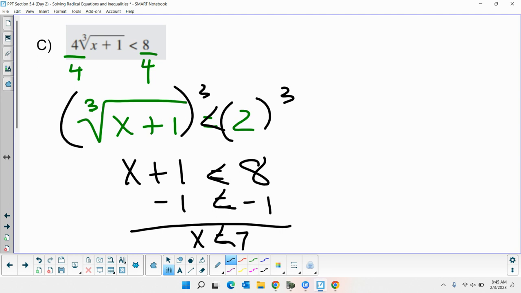Okay. And then I don't have to do it since it's odd at x plus 1. It can be negative. Odd indexes, we can have a negative under the radical sign. So I don't have to do that step. Just on the square roots or the fourth roots or the sixth, the even ones. Okay? So it's just x is less than 7. So that's the last example.